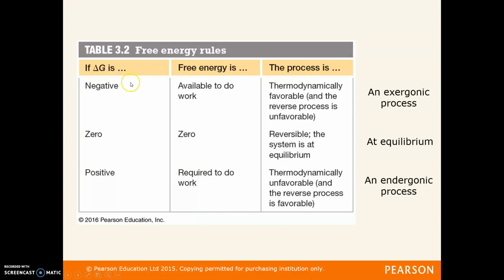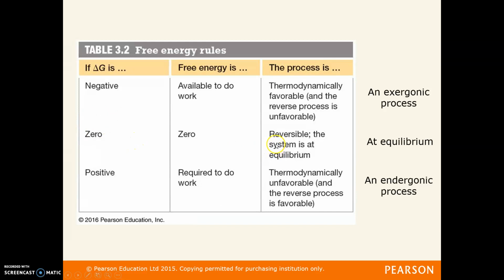Okay? Something that we don't usually talk about is when delta G is zero. So when delta G is zero, there is no net gain or loss of free energy, but this particular reaction is readily reversible, so it can run in both directions. And this occurs when your reaction is at equilibrium.